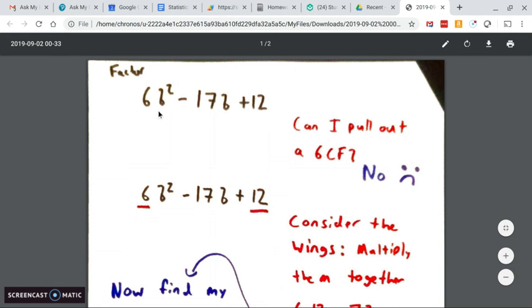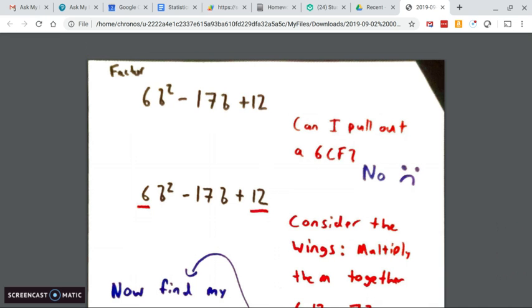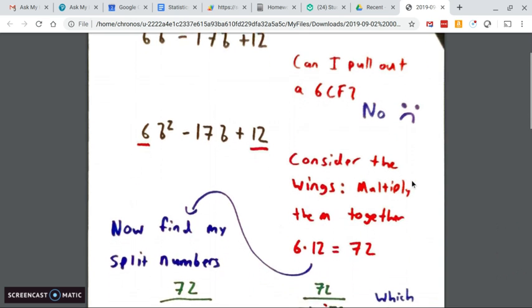So the first thing I do is I write the problem out and I think to myself, can I pull out a GCF or not? And if I can, it will always make the problem easier. But unfortunately, in this problem, I can't. This is one of the harder problems.